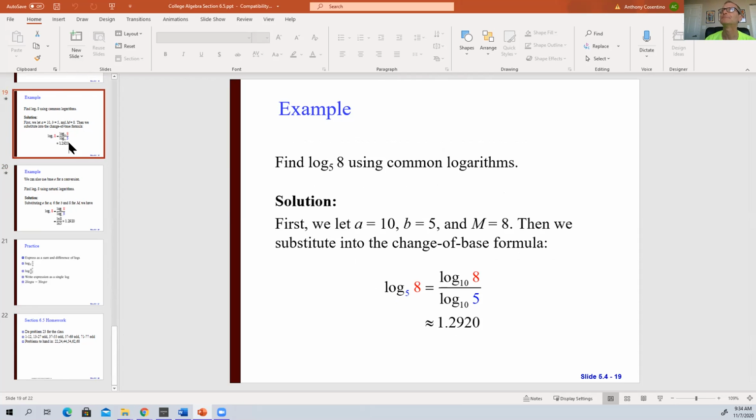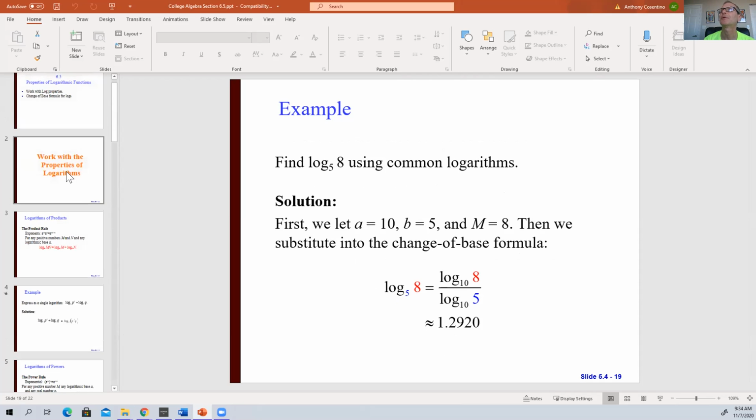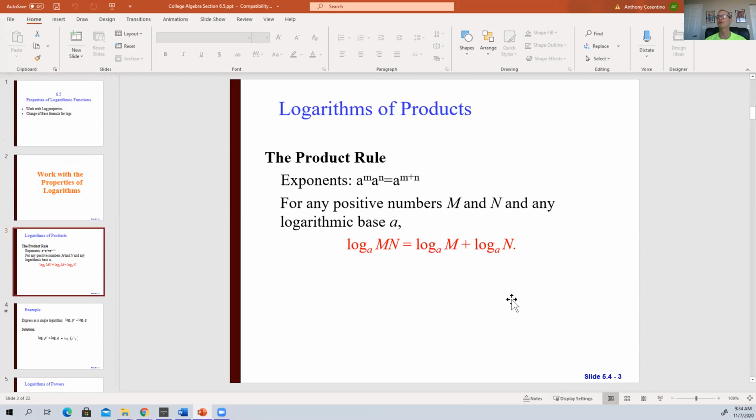What is more important are the other ideas or properties of logs. And there are 4 more, I think 3 more maybe, I don't know, but there are some that we're going to walk through. And here we're going to spend more time on implementation of these types of properties. And the first one's the product rule.